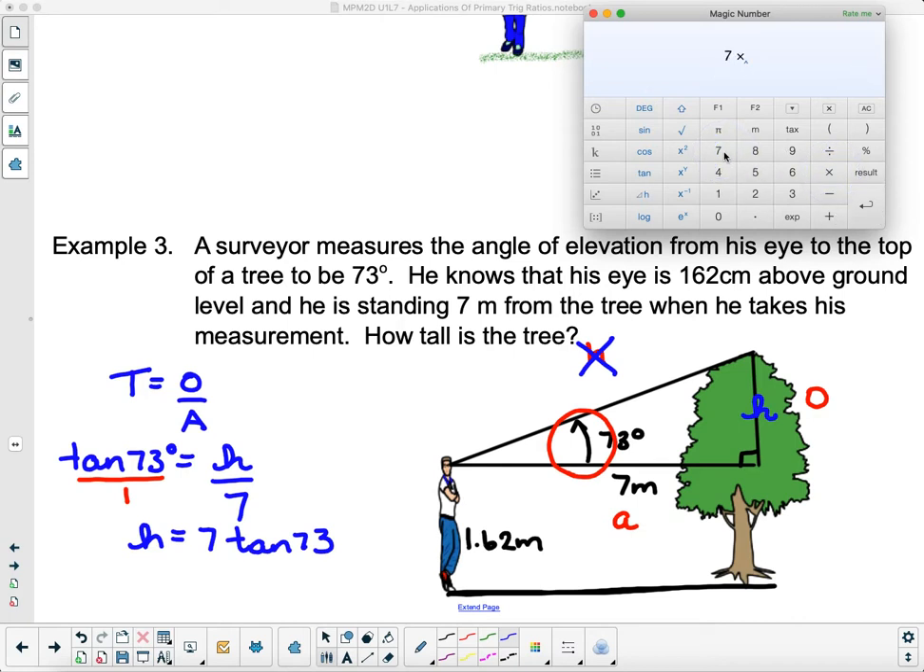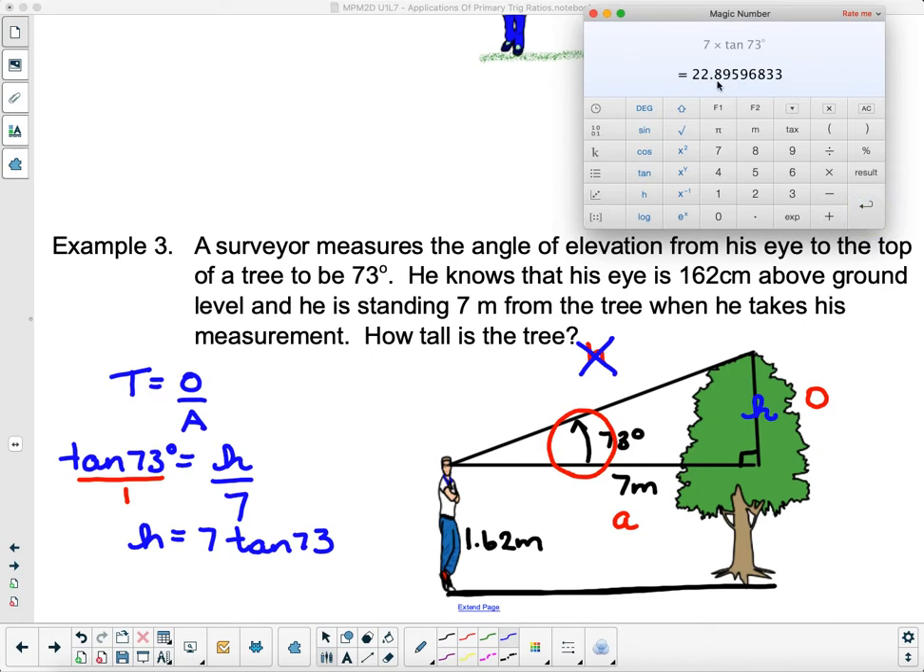times 70. Oh, hold on. This is the calculator that works forward, so I have to press tan first. So 7 times tan of 73. And enter.